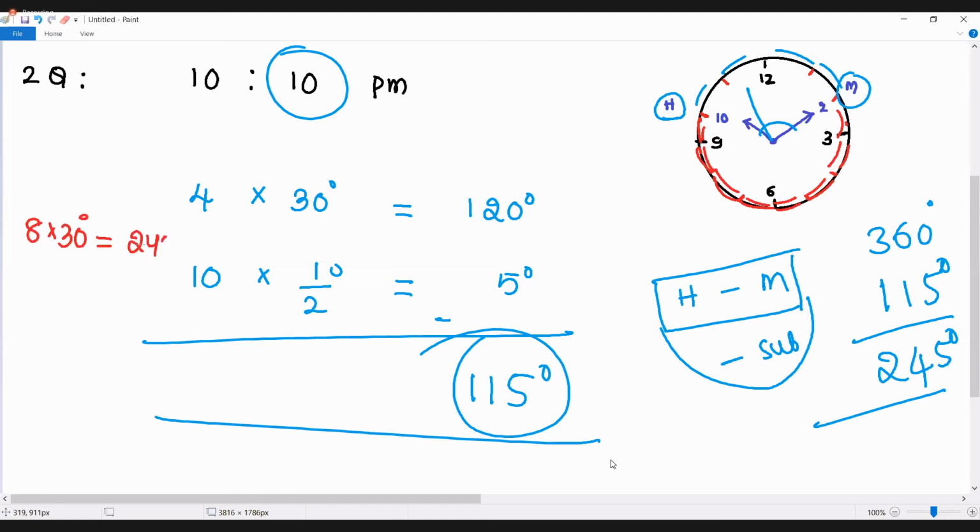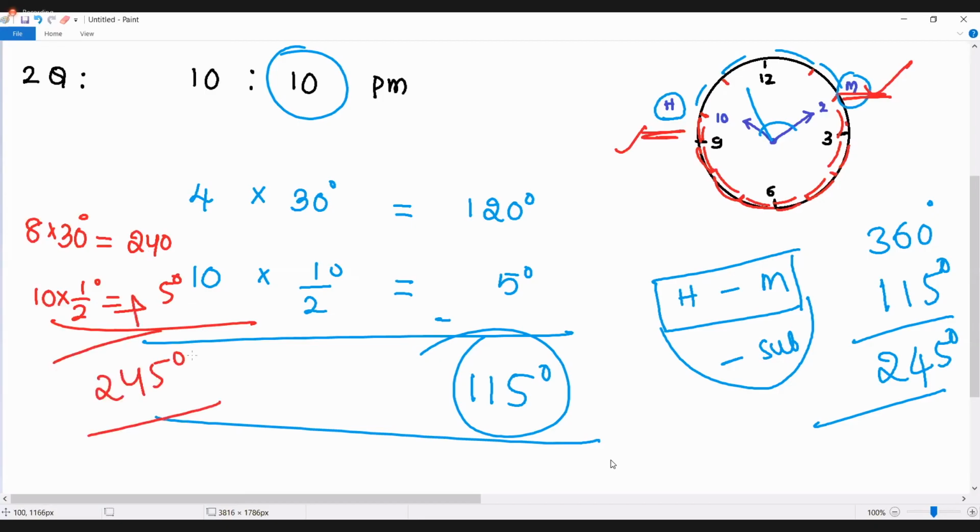Now I'm going from M to H, right? So how many minutes? 10 minutes is anyway 5 degrees, 10 into half a degree. Now we have to add or subtract. You are going from M to H. I am doing the same question in both ways. If you are going from M to H, you will have to add. So that time it is 245. As soon as you get 245, don't think that you are wrong. 360 minus 245 will give the same result as 115.